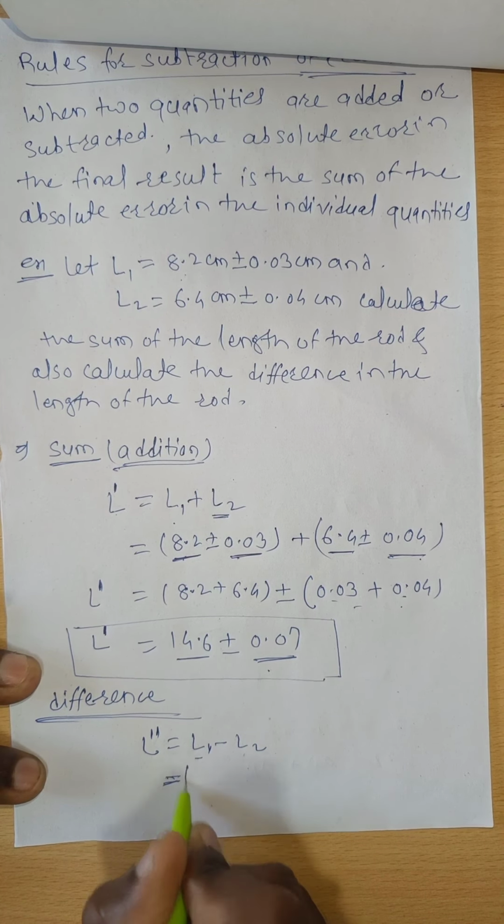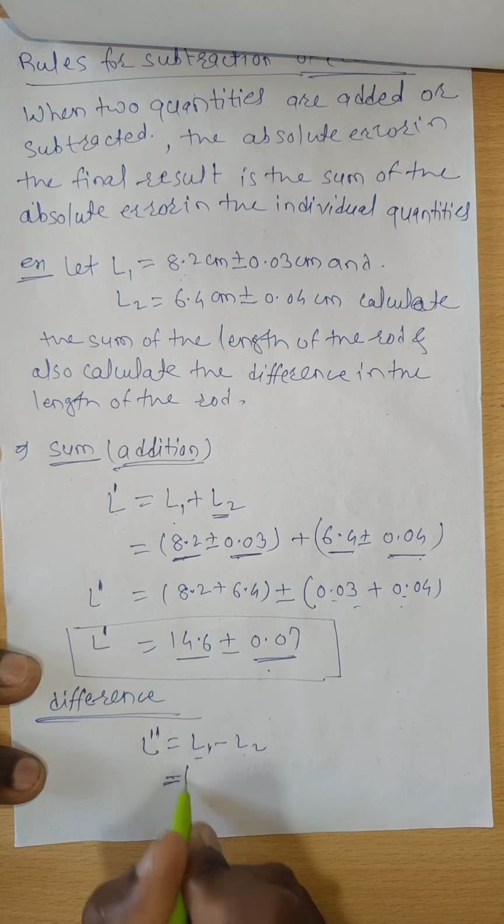Now this is the difference between the length of the two rods. Then you have to better understand how to add or subtract the errors. Now we have to see one example, that is example 2.8.